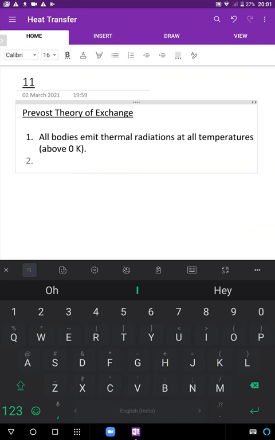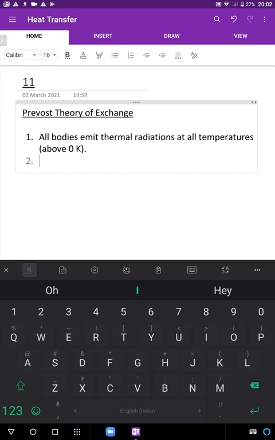At 0 Kelvin, the body has no kinetic energy. If the body has no kinetic energy at 0 Kelvin, then it cannot naturally emit any energy. If it does not have energy of its own, it cannot throw out energy from its body. But every other body above 0 Kelvin will emit thermal radiation. Above 0 Kelvin or except 0 Kelvin is the same thing. Except 0 Kelvin, all bodies will emit thermal radiations.